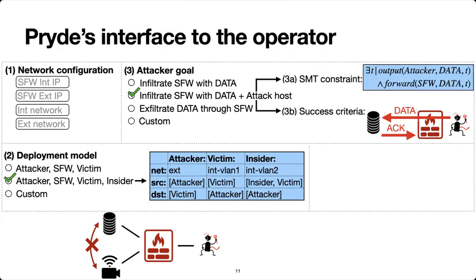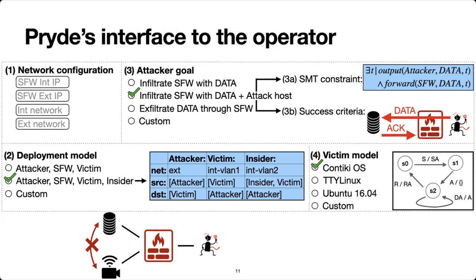Now, the operator also has to specify an attacker goal, which consists of two parts: an SMT constraint that is used during symbolic attack generation, and a success criteria, which is what the final attack PCAP is tested against. So if it satisfies the success criteria, it's considered a successful attack. And the last is a victim model that the operator could give as input. Pryde has a bunch of victim models built in, but the operator could also specify their custom victim model.